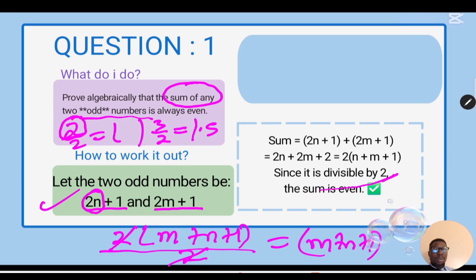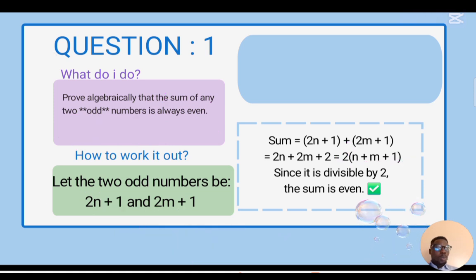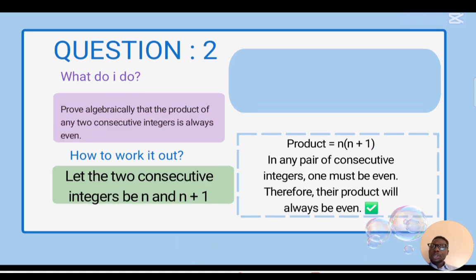Because I told you from the beginning, any number multiplied by 2 will give me an even number. So now the whole of this number, outside of it we have 2. So 2 times anything inside will still give us an even number. That is very clear. Thank you. So let's go to question number 2, which is this one.